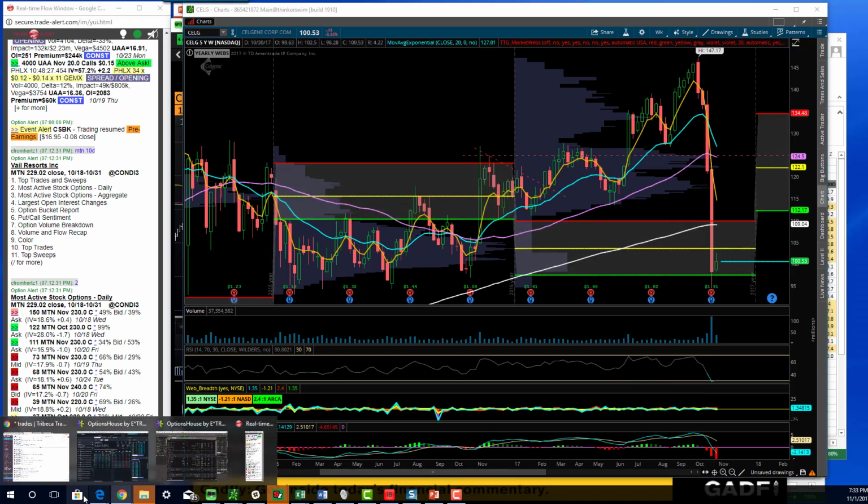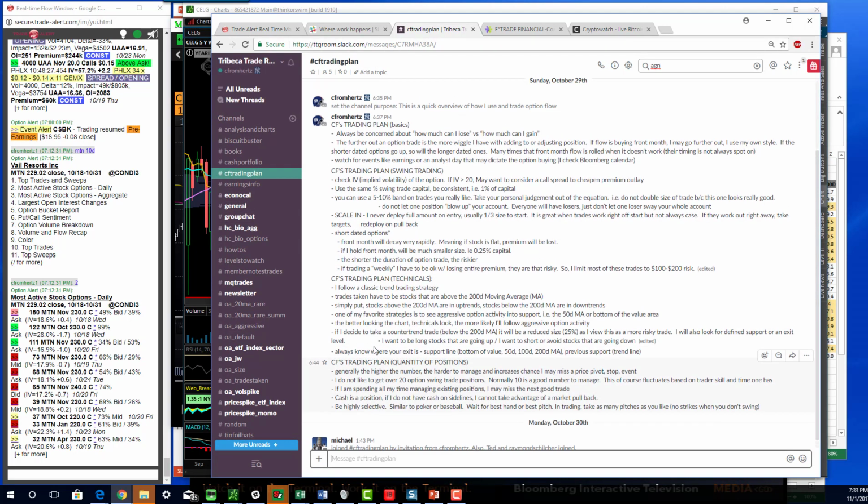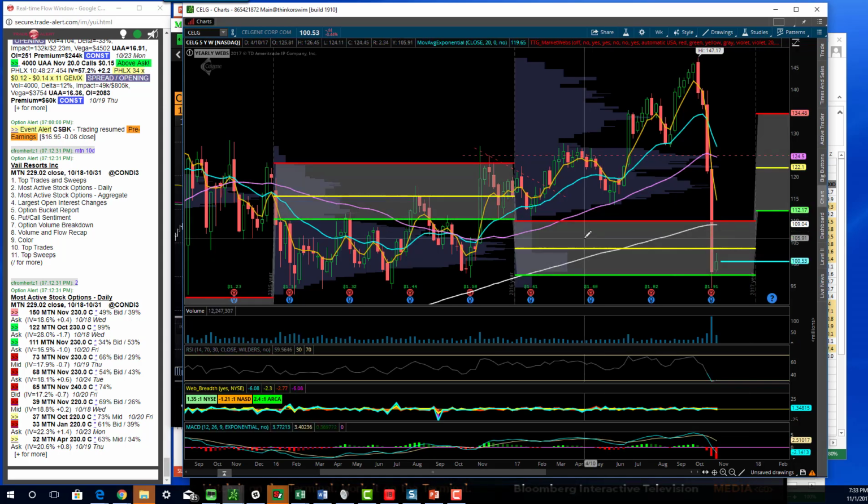So I recently put this in here. We have a CF trading plan in the trading room where I talk about technicals, what I'm looking for, position sizes, swing trading, a whole bunch of things. So when you join, if you decide to join, you can access all that. And again, associate option trading into your trading plan. That's my trading plan. You should have your own and make your trading style and write these things down.